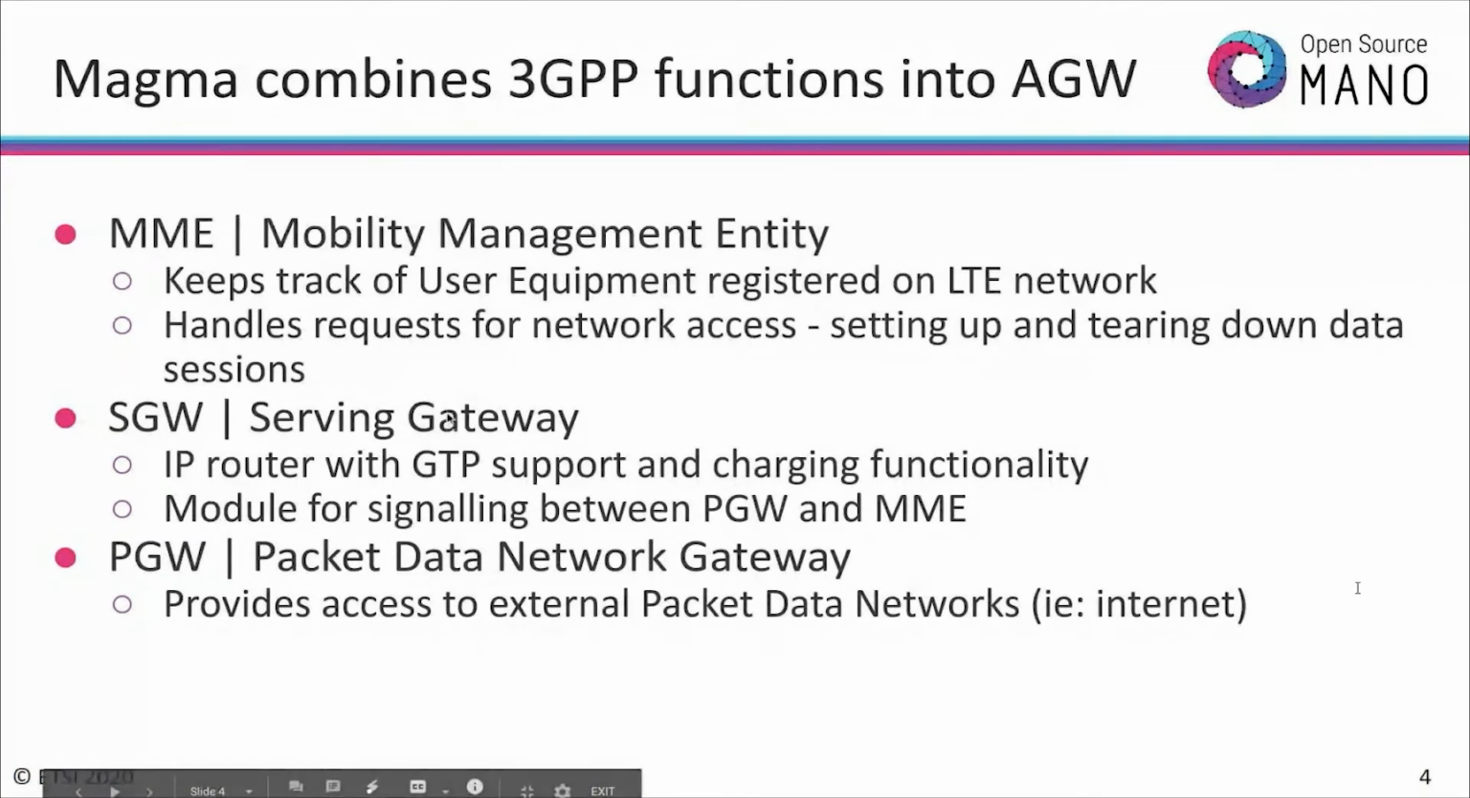Oftentimes these two are combined into one function, but the 3GPP spec actually has them as separate functions. So the serving gateway is technically responsible for handling the signaling between the MME and the packet gateway. And lastly, the packet gateway is the termination of the tunnel that is set up between the cell phone and the internal functions inside the data center, and it then breaks you out and puts you out onto the internet.